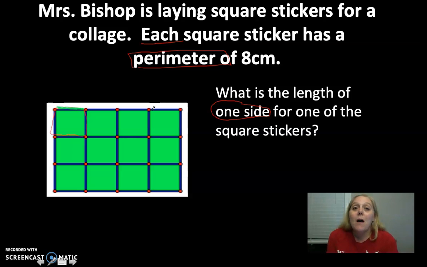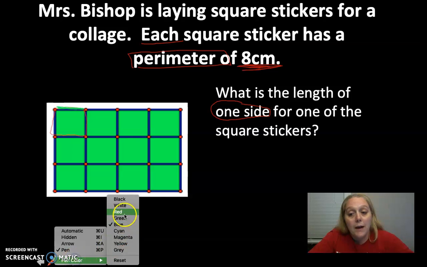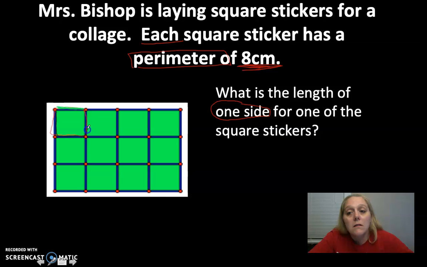Now, when we're thinking about this, we need to think about what we know about a square. So what do you know about a square? Well, a square has four sides, but all of those sides have to be the same length. That's what makes a square. It has four right angles and all of the sides are the same length. So if I know my perimeter of my square has to be 8 centimeters, what does each of the sides need to equal? All the way around my square has to be a total of 8 centimeters. So what would one of these sides need to equal? I'll give you a second to think about that.